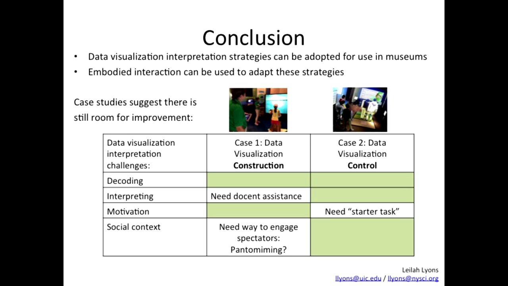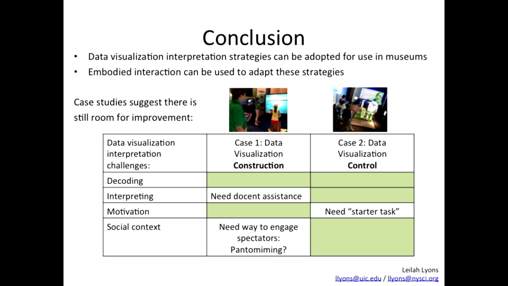There's still this issue of the social context. So when you have people constructing data sets through their physicality, you need to think about ways to scale it up. Pantomiming worked in our case, but it's not going to work for every exhibit. And then when it comes to the use of control strategies, you really need a starter task to get people diving a little bit more deeply into the data sets.